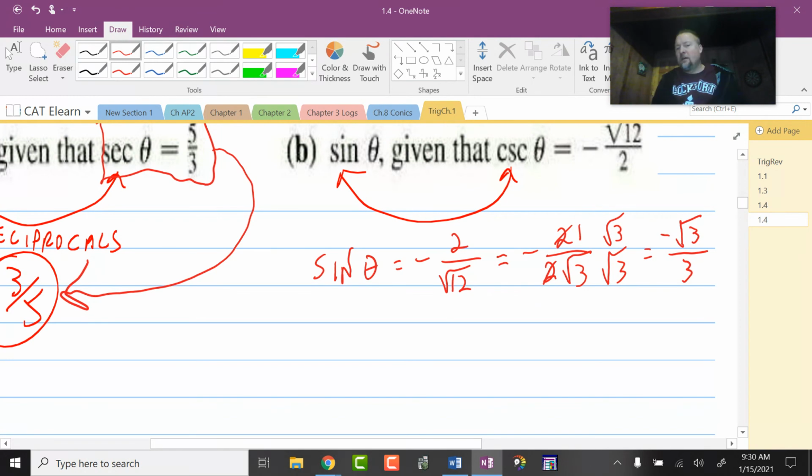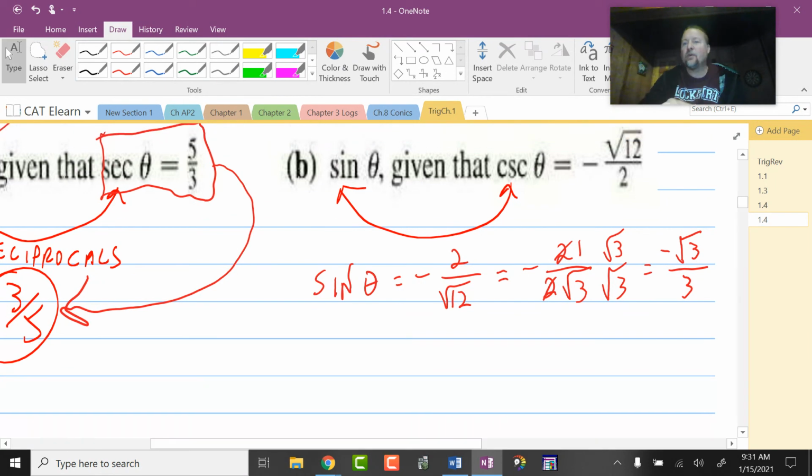So sine is then therefore negative root 3, right? Okay, so we got a little rationalization. We got a little bit of simplification of the radical. Some of those mathematics happen in ratios.